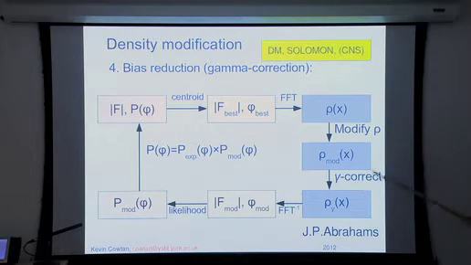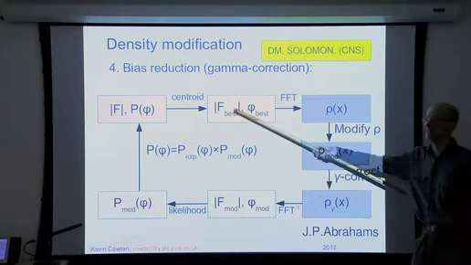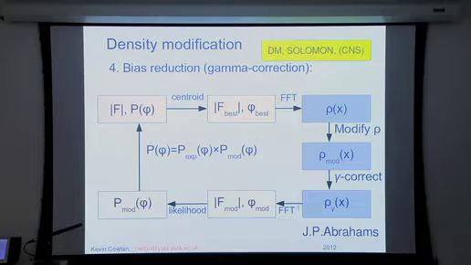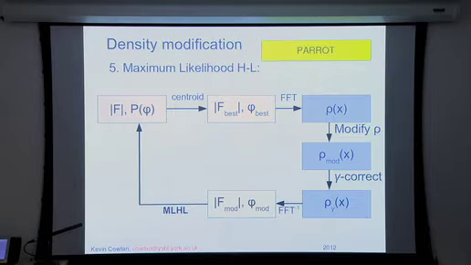How do you deal with that? Well, there's a very clever method by Jan-Peter Abrahams, which mitigates it partially. It helps a lot, although it's not a complete solution. It is to add an extra step in here called gamma correction, where you subtract out some of your initial signal, the right amount to remove the bias. And this is the method that's implemented in DM and Solomon and CNS.